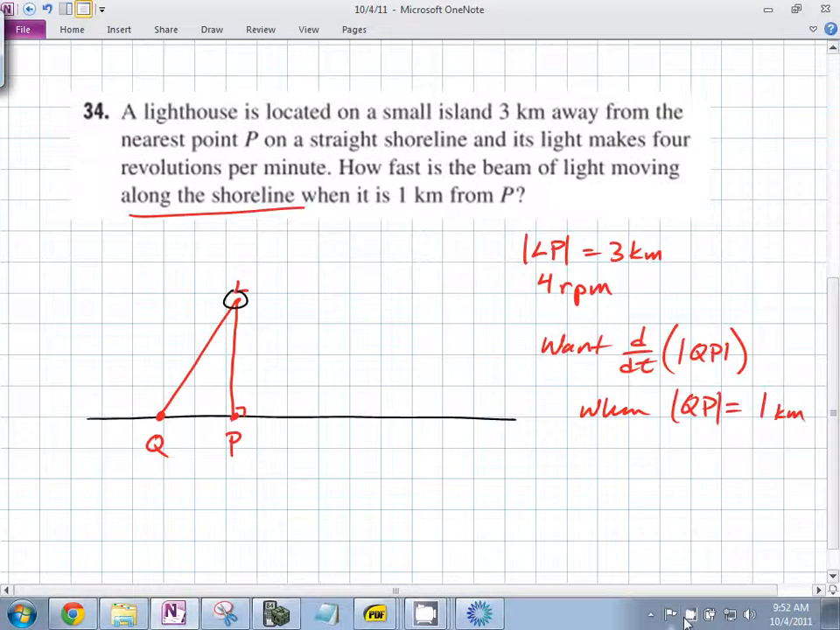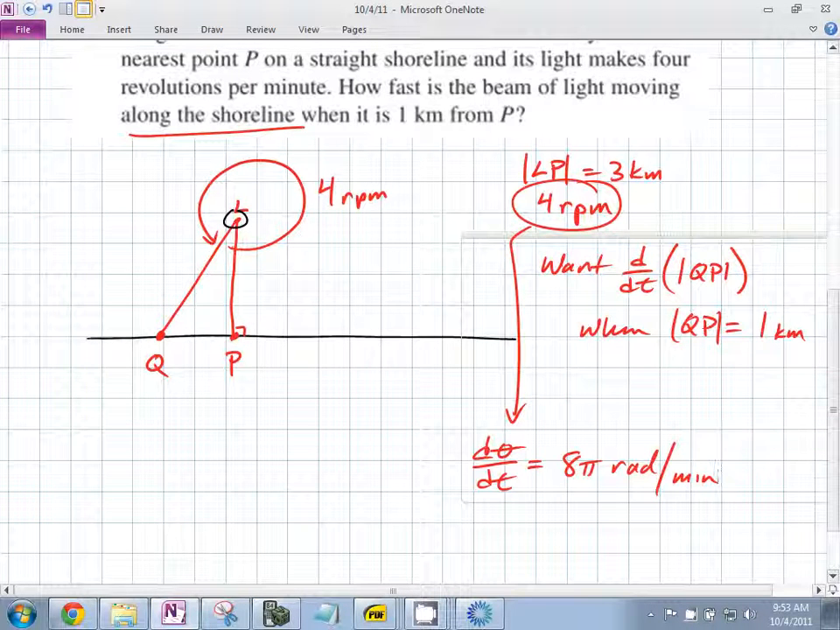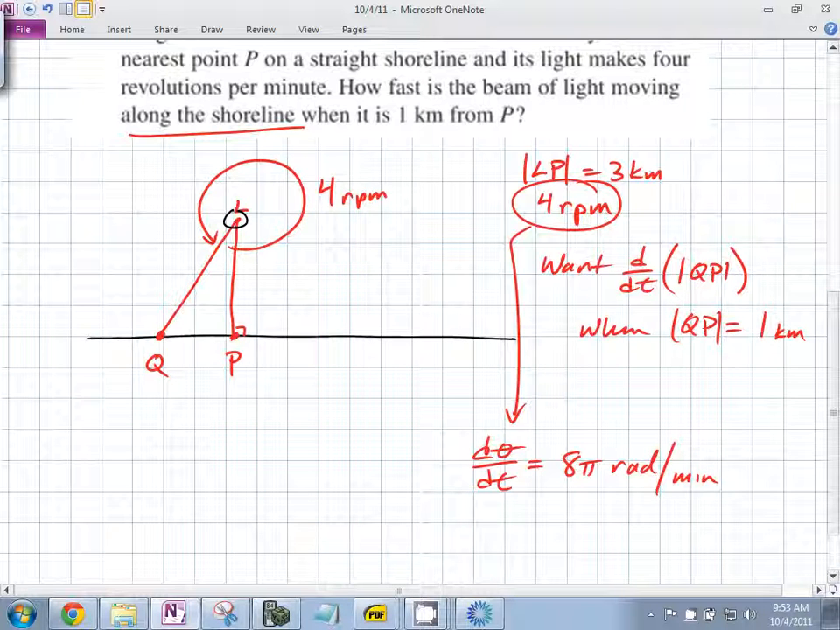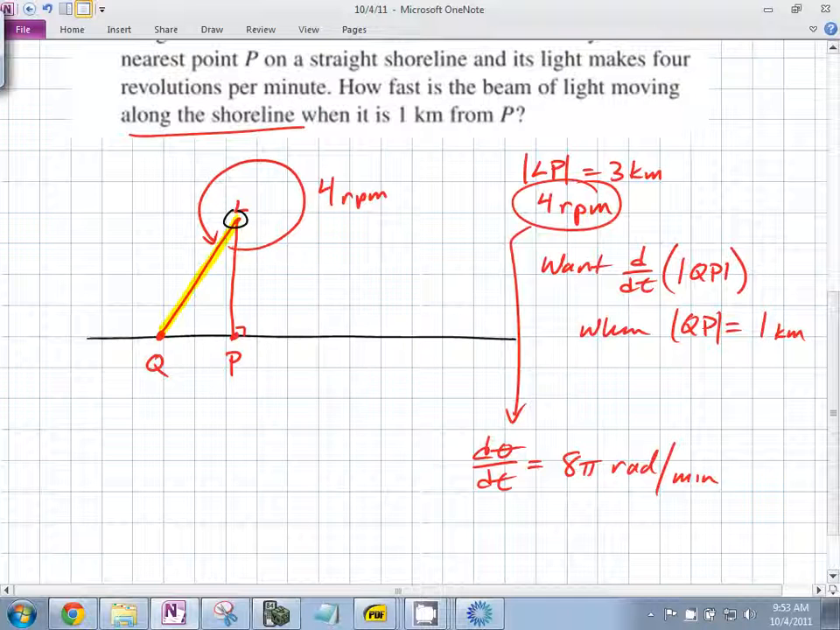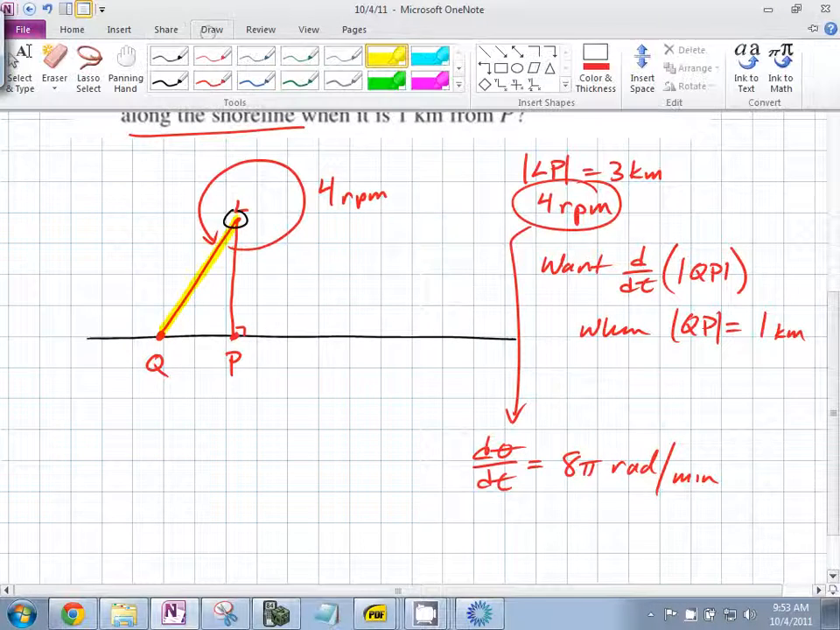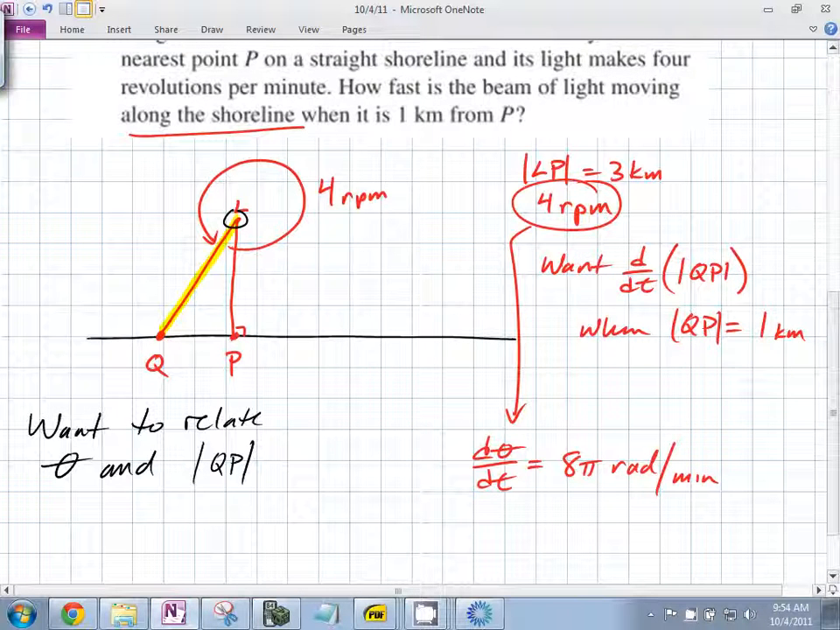Am I expecting you to write them at every single step? No. Clearly label what's going on. dθ/dt is 8π radians per minute. Do you agree with that? We haven't related anything yet, but we want this, correct? And we have dθ/dt. So we want to relate theta and the magnitude of QP, right? Can we do that? I think we can.